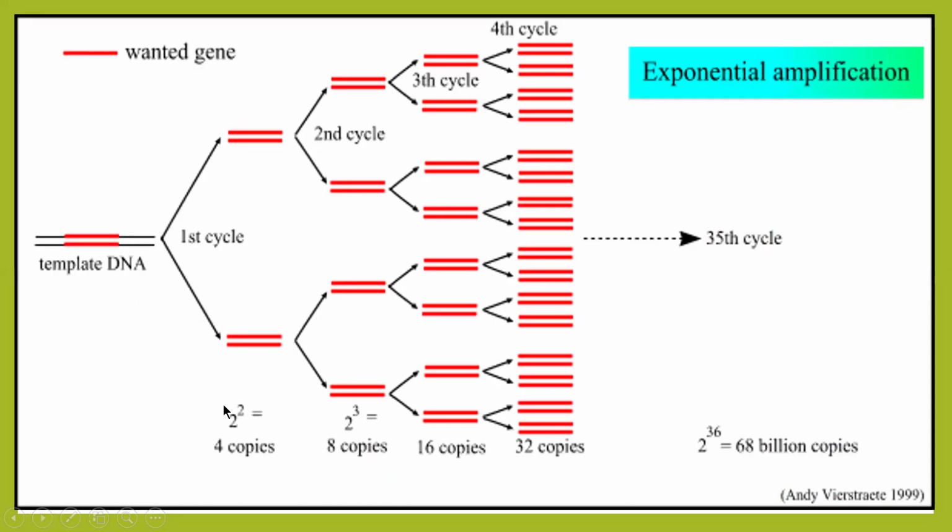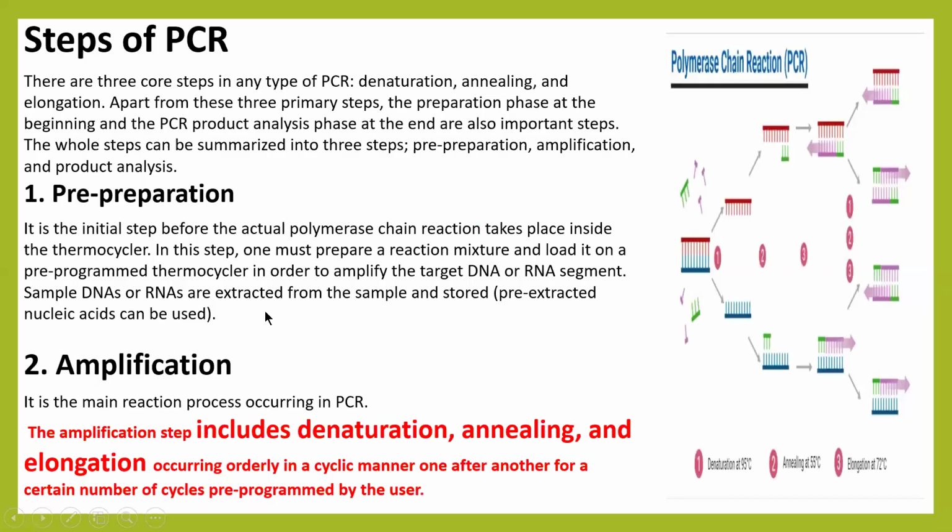Template DNA, first cycle, second cycle 4 copies, third cycle 8 copies, 2 to the power n, and then 16 copies, and fourth cycle 32 copies. So at 2 to the power 36 cycles, it is approximately 68 billion copies. So we can get billions of copies in the PCR process, which is very important in different aspects.